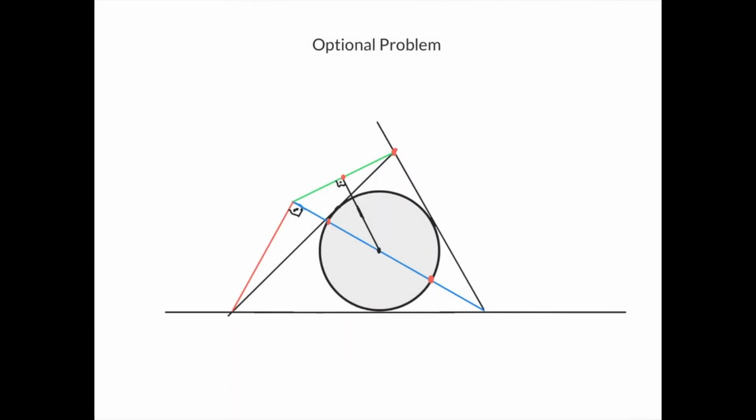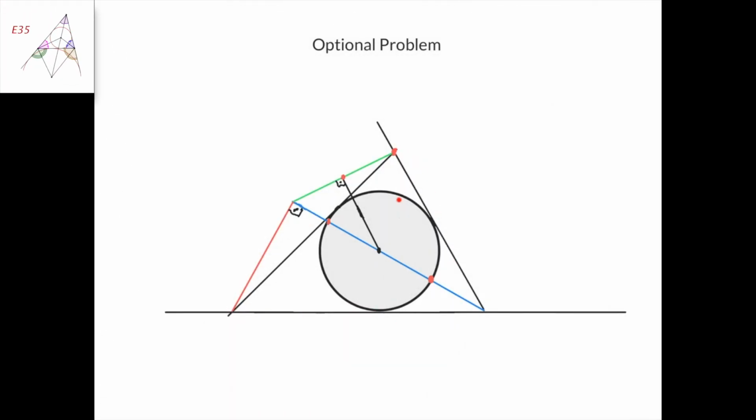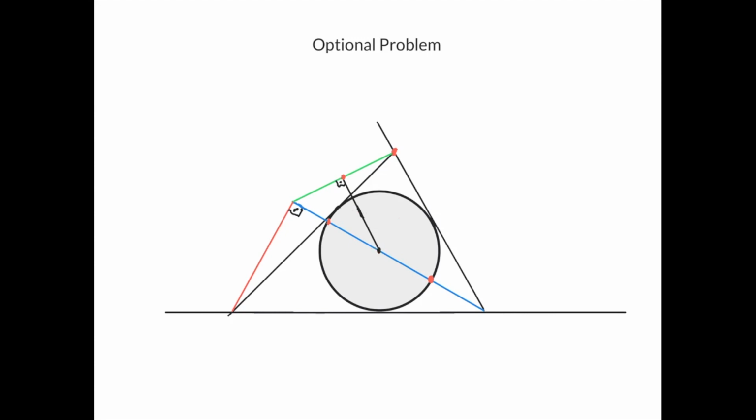Here's the optional problem. We have a triangle and an incircle, and this is the incenter of the triangle. And we draw this line through this vertex and the incenter. It intersects the circle at these two red points here and here. Then we drop a perpendicular from this point to this line here, and we connect these 2 points.